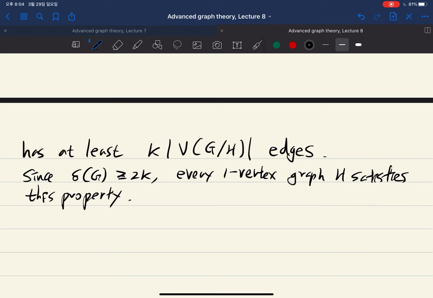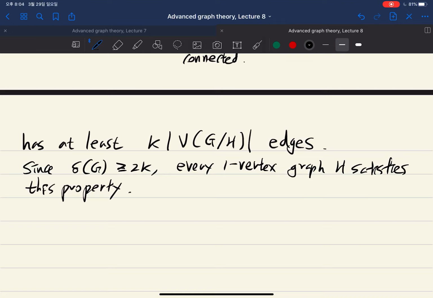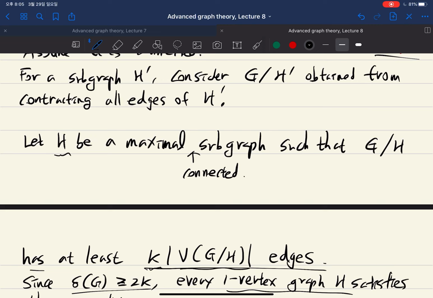Sorry, maximal connected subgraph. Because if you don't contract any edge, then we still know that this minimum degree ensures that there are at least k times the number of vertices many edges. So every one vertex graph satisfies this. So there exists a subgraph satisfying this property. Among them, you choose the maximal one.